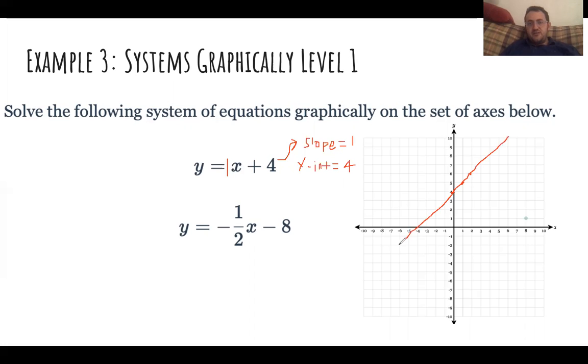And fortunately, Delta Math will have a nice professional line that is created for you. And then on this one, my second line, it's going to be a slope of -1/2. And then our y-intercept is going to be -8.